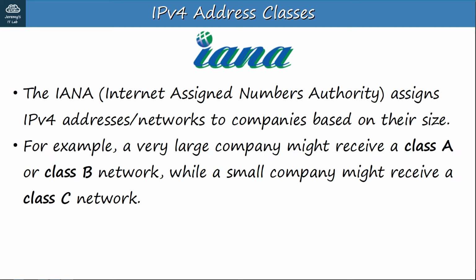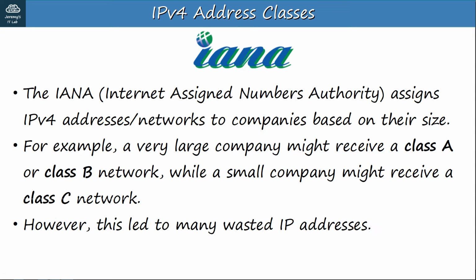For example, a very large company might receive a Class A or Class B network. Remember, there are lots of available addresses to use for hosts in each Class A and Class B network, while a small company might receive a Class C network, because there are fewer addresses in each Class C network, only 256. However, this system led to many wasted IP addresses, so multiple methods of improving this system have been created.